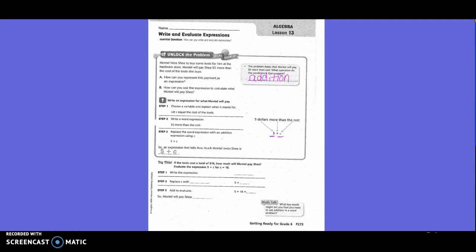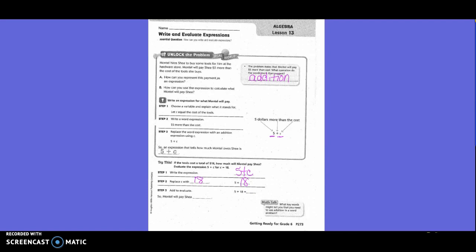Try this. If the tools cost a total of $18, how much will Montel pay Shay? Evaluate the expression. 5 plus C, and then we're going to replace C with 18. So the expression is what? 5 plus C, right? Then replace C with 18. So 5 plus 18.